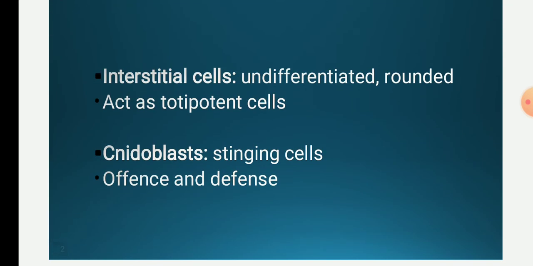Next one is the interstitial cells. These interstitial cells are undifferentiated rounded cells located between the bases of ectoderm cells. These cells can develop into any type of cell. Hence, they are called totipotent cells. What is a totipotent cell? A cell that can be differentiated into any type of cell. For example, they can give rise to a whole organism or one organ of the Obelia colony. Thus totipotent means they can give rise to any type of cell.